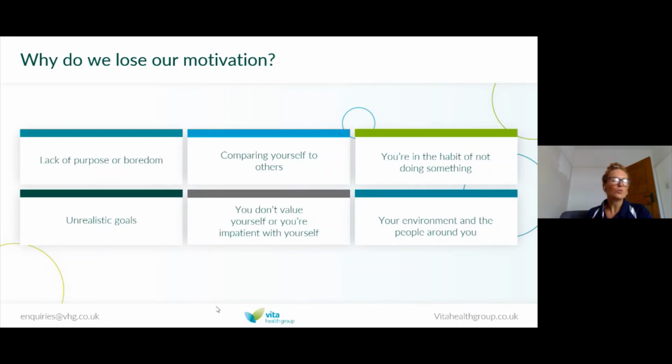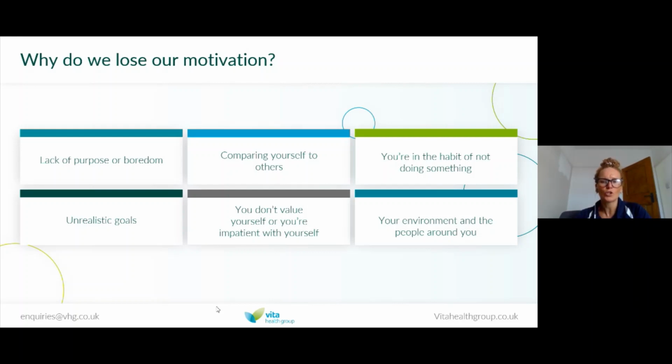Okay, so why do we lose motivation then? There's a few different examples on the screen now. First of all, we have lack of purpose or boredom. So you may not have a good enough reason for doing something, or we're bored of what we are doing. You compare yourself to others, so you look at what other people are achieving and you feel like you will never get there, so what's the use of trying?